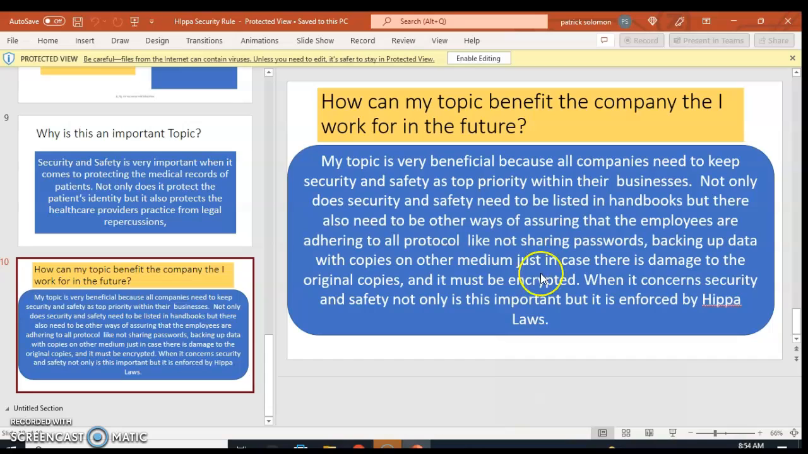When it comes to security and safety, not only is it important, but it is enforced by HIPAA law. And that's my topic.